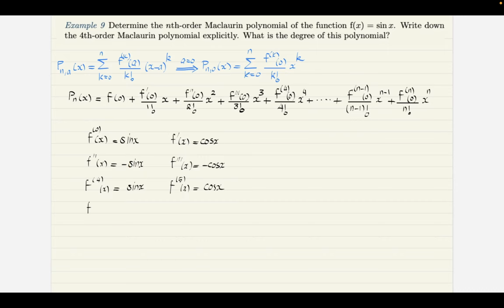So if I go to f order 6, what I have to do is differentiate this one once more, so it becomes minus sine. And if I differentiate it for the 7th time, it becomes minus cosine. So you see that exactly the first one is positive, negative, positive, negative, and then the same is true here: positive, negative, positive, negative.